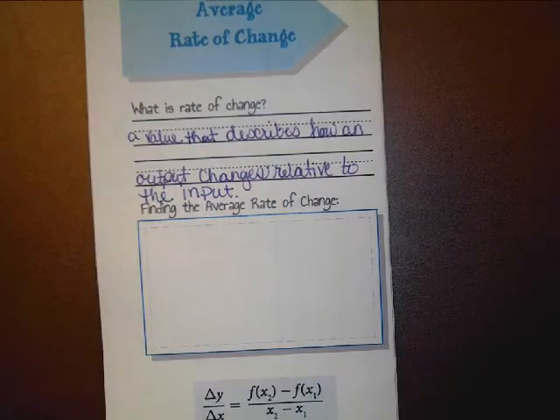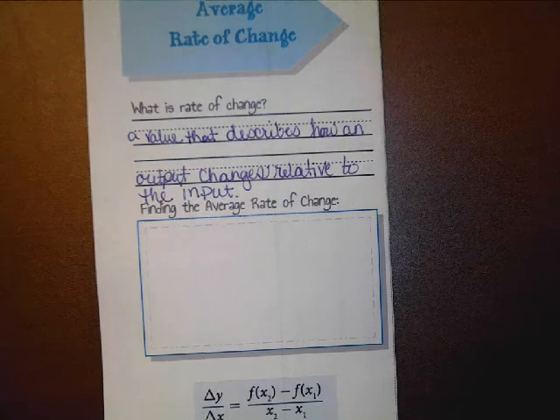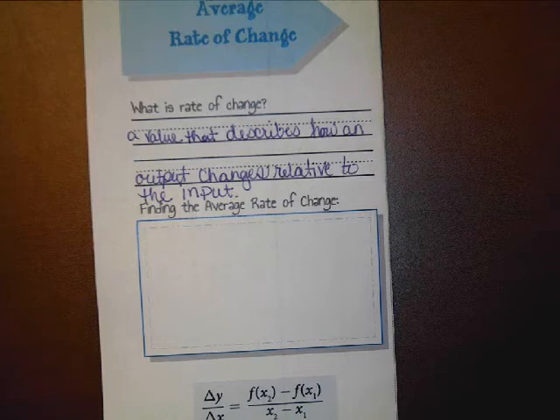So what is output generally? What value do we usually use for output? Y is generally the output, and the input is generally the X, right? If we're in science, sometimes the input is time, and the output could be distance or maybe speed or velocity.